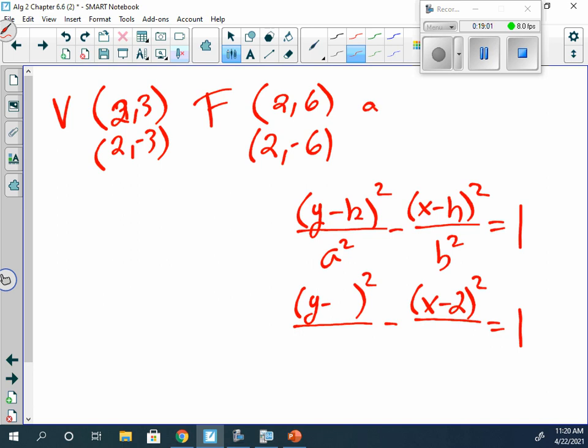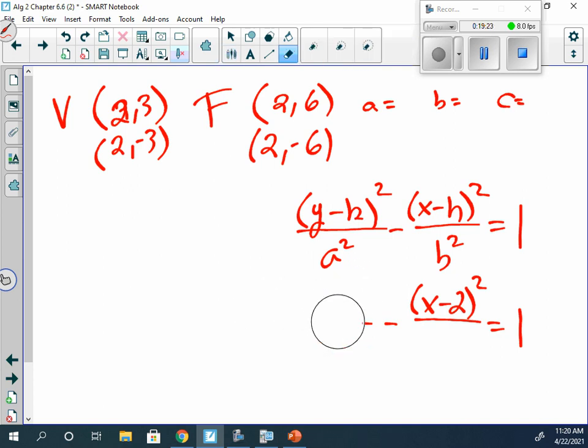So now we need to find a, b, and c. But we do need to find the center. Good point. 2 plus 2 is 4, divided by 2 is 2. Hey, we already found that. 3 plus negative 3, we don't even have to divide by 2. This is just going to be 0. 0 divided by 2 is 0.